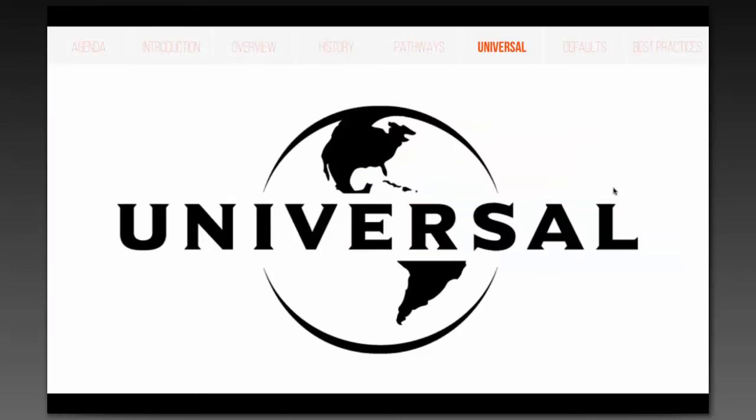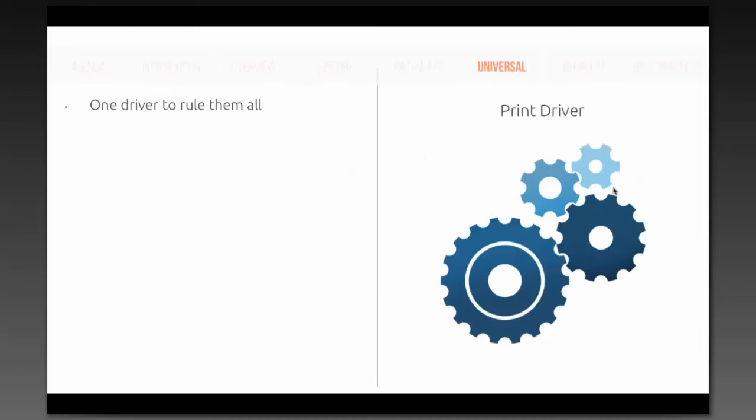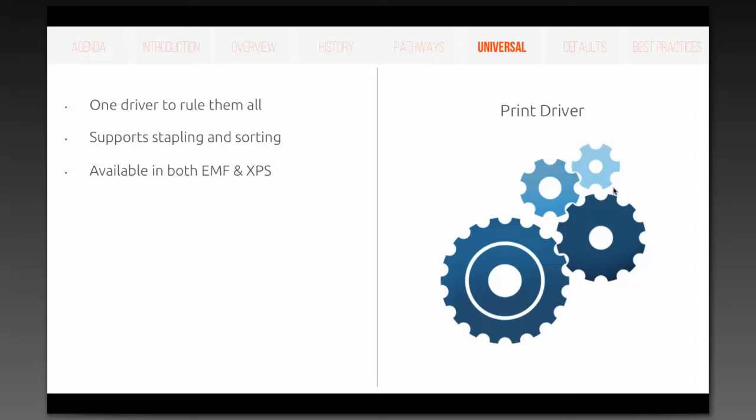Universal here, of course I'm talking about the universal print driver, the universal print server, and of course also the universal printer. So let's first have a look at the universal print driver. It's basically meant as one driver to rule them all. So the fewer drivers you have to install on your XenApp machine, the better off you will be. It supports some advanced printing features like stapling and sorting, and it's available in both EMF and XPS. Now, it will be used by the print server if it's available as well as the universal printer, as we'll see in just a few minutes.